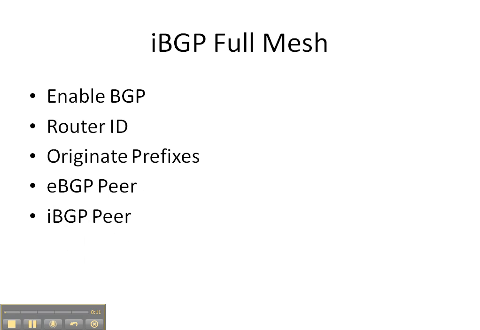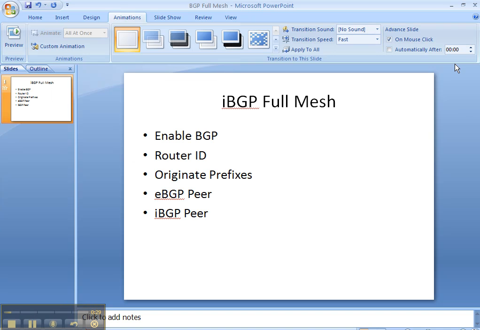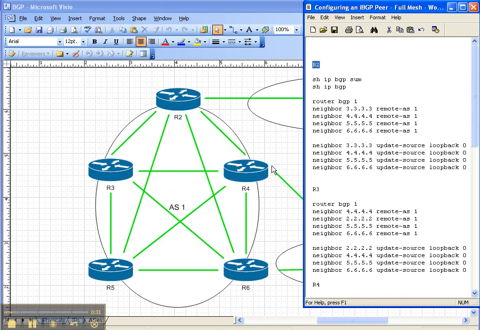In today's video cheat sheet, we're going to be configuring a full mesh of iBGP peers. Let's see what we've done so far. We've enabled BGP throughout our network, we've hard-coded the BGP router IDs, we've originated prefixes into BGP using various methods, we've configured a single eBGP peer between autonomous systems, and also a single iBGP peer within an autonomous system. So let's look at how you configure a full mesh of iBGP peers.